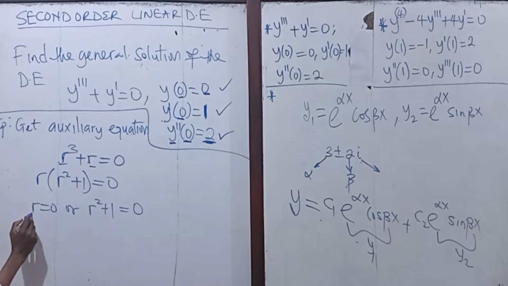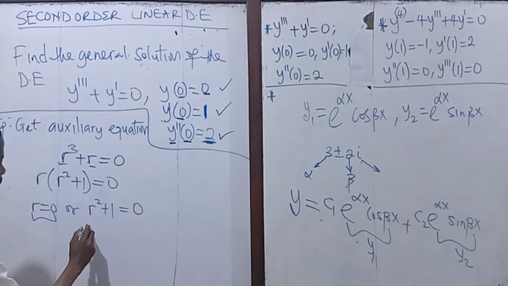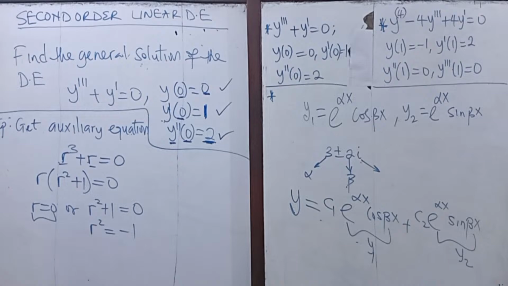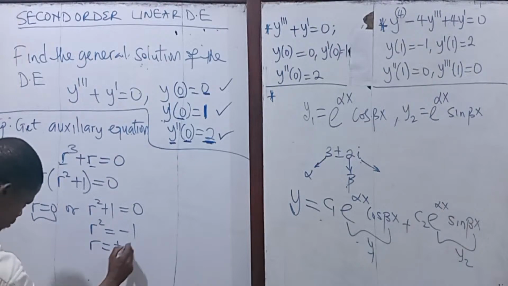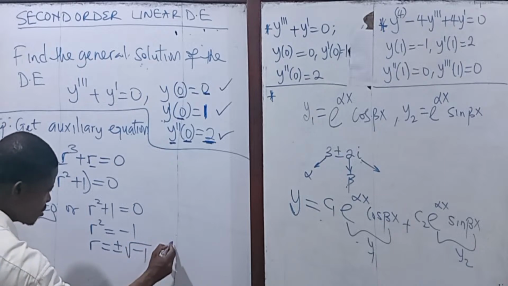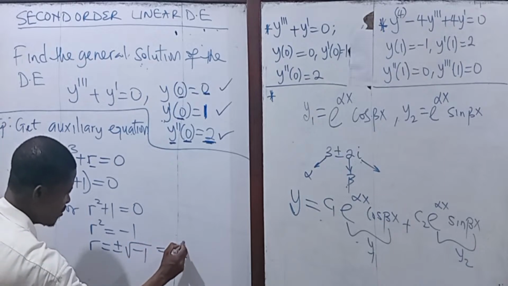Already we've gotten this one, we can stop this one. So r squared is equal to what? Minus 1. Then we can take the square root of both sides. So r is equal to plus or minus square root of minus 1, which is equal to plus or minus imaginary number i.